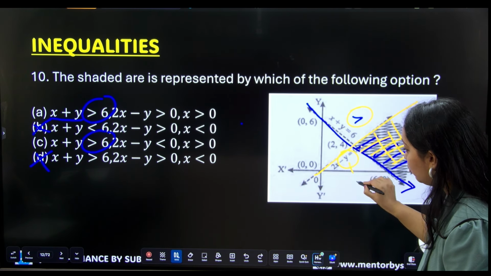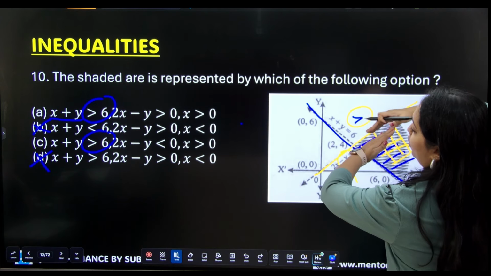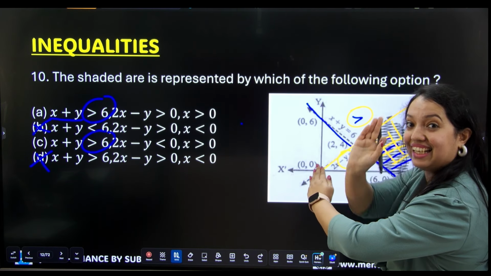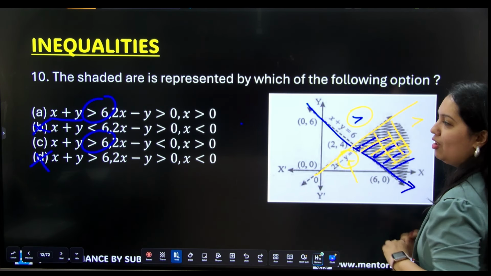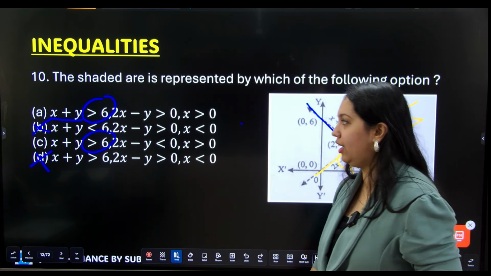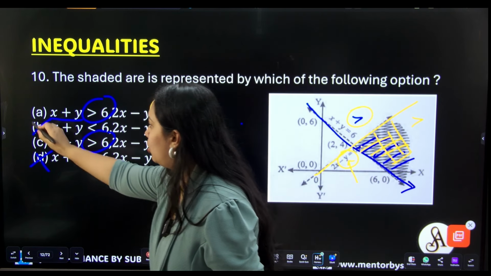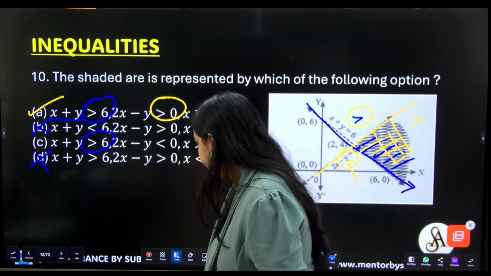But whenever there is one term with negativity like minus y, if it is going above 0, you will take it as less than, and if it is going below 0, you will take it as greater than. We have done this in class while solving inequality. So I want the greater than symbol now, which is option A. Next.